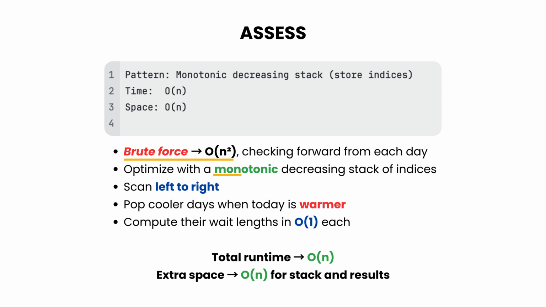Instead, use a monotonic decreasing stack of indices. As we scan from left to right, we'll pop cooler days when today is warmer and compute their wait lengths in O(1) each. Total runtime O(n), extra space O(n) for the stack and results.